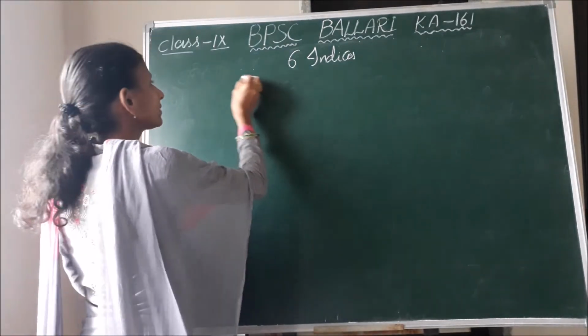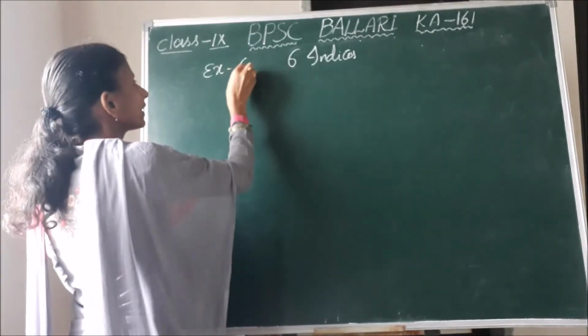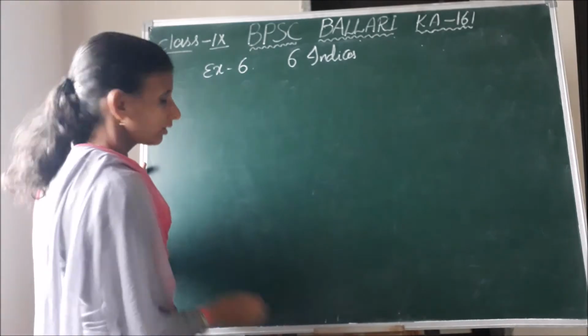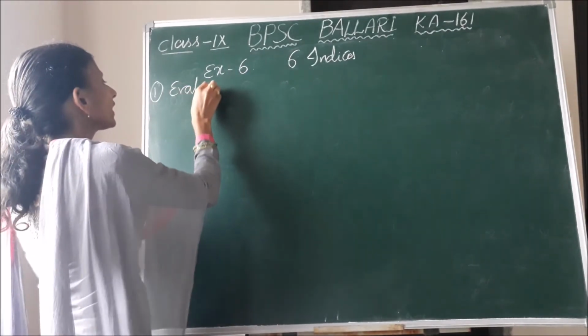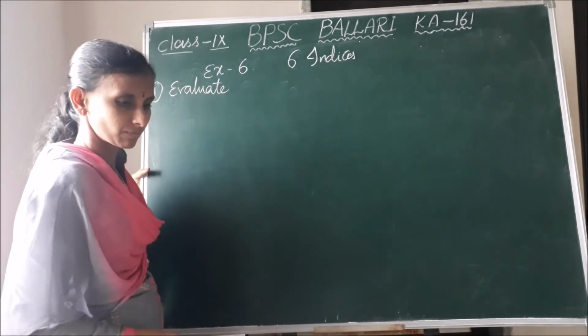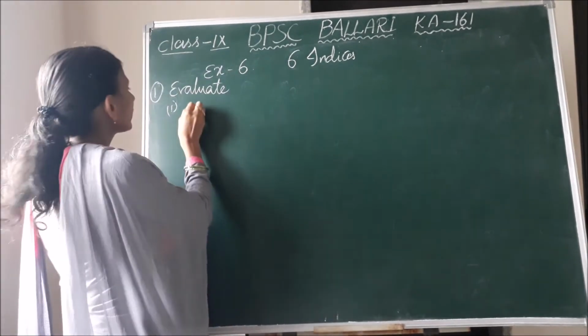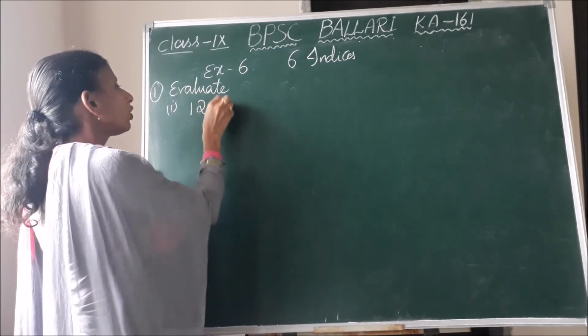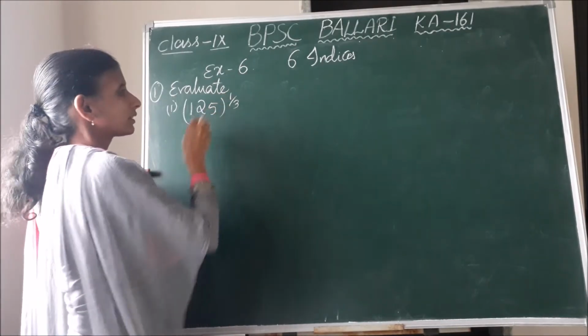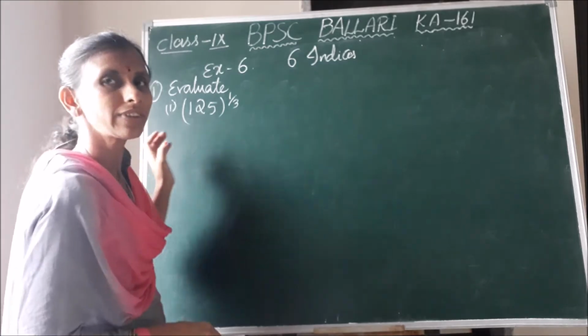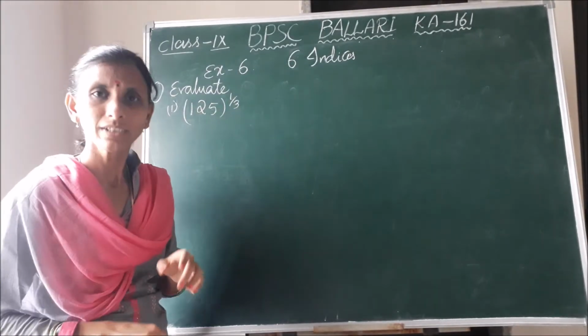So exercise I am starting now. Exercise 6. First main, evaluate. First one, that 125 whole power 1 by 3. See, here we are having whole power 1 by 3.